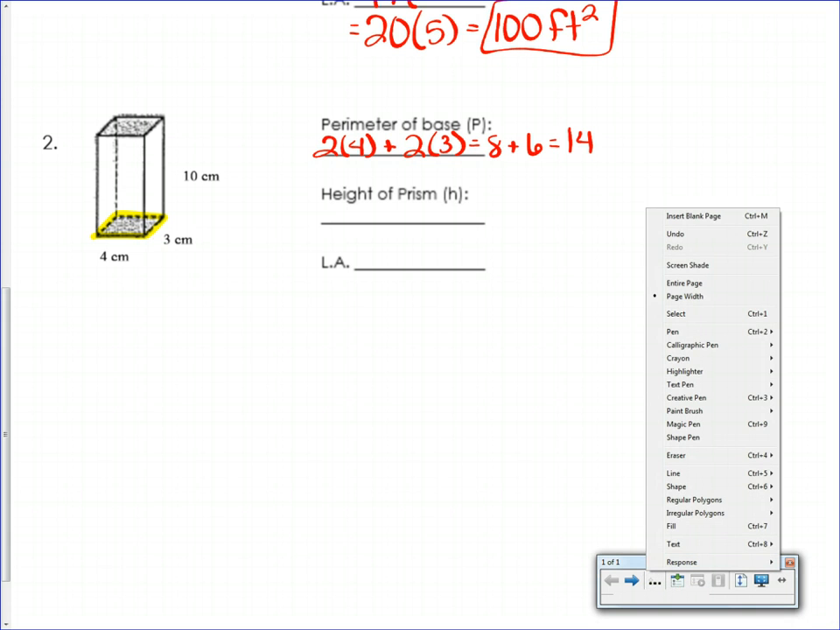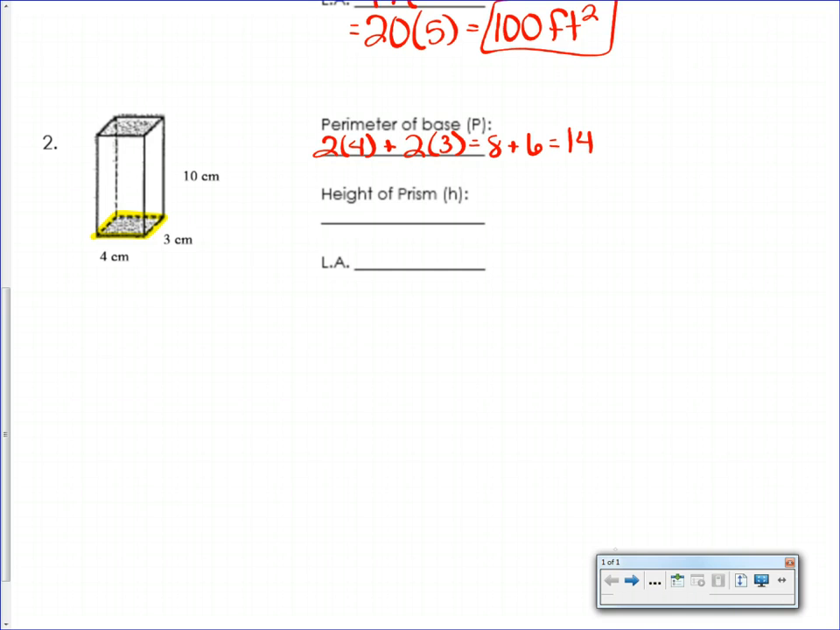Next, highlight the height of the prism. Again, that's the distance between the two bases. So my height here is 10 centimeters, nothing to calculate.